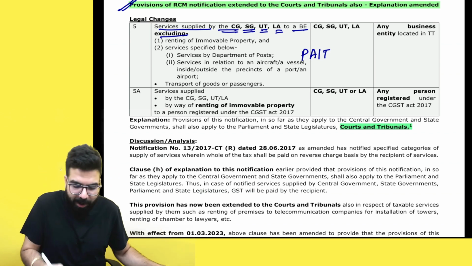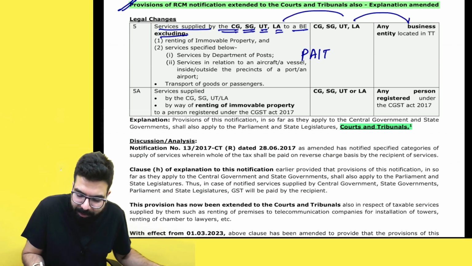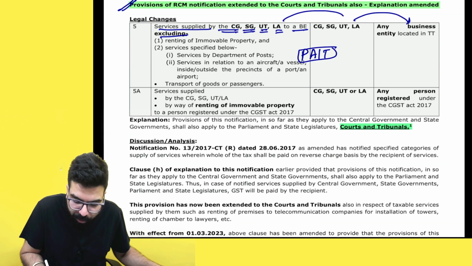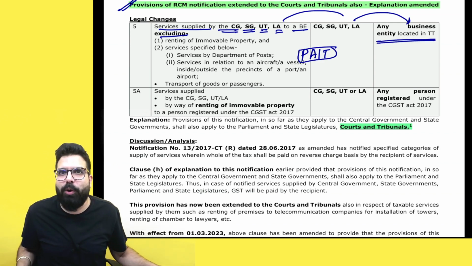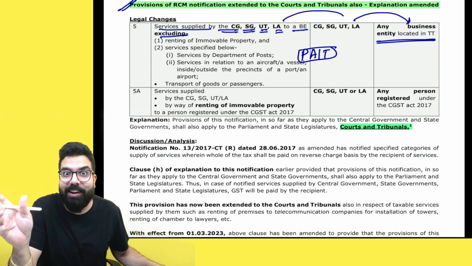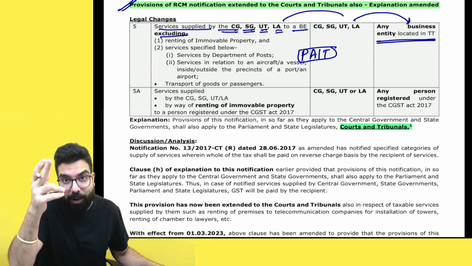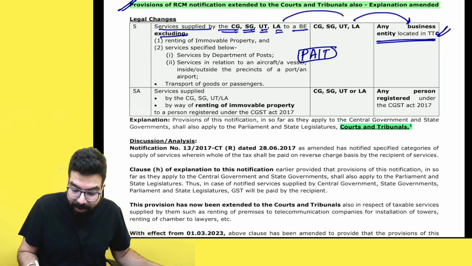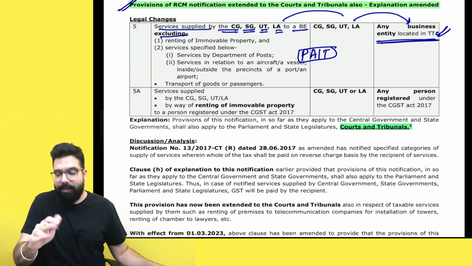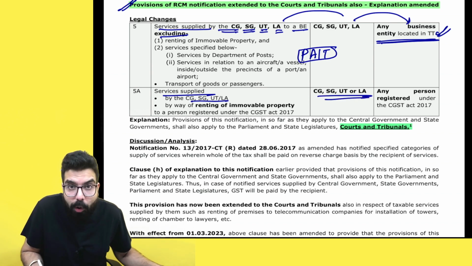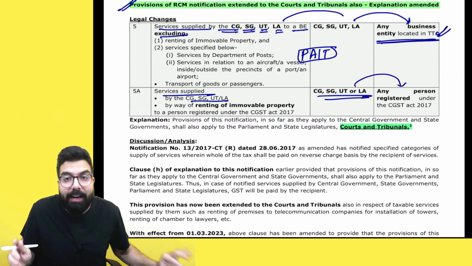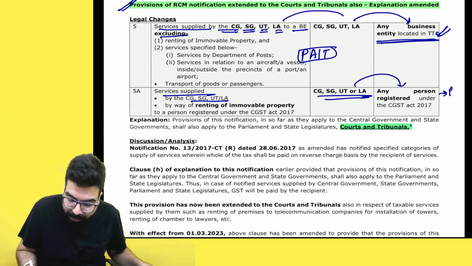passenger related service. Whenever government used to give services to a business entity other than these four services, the business entity which was located in the taxable territory had to pay the GST under RCM. Which business entity? Whose last year turnover was more than the registration limit. I hope you guys recall. Yes, sir. Now, these business entities had to pay the GST under RCM. If government used to do renting of immovable property to any registered person, they had to pay the GST under RCM.